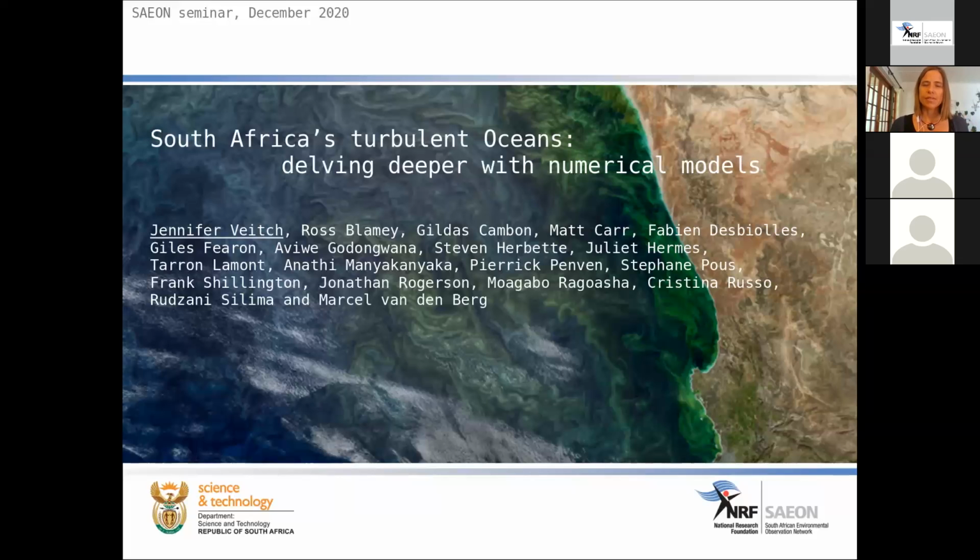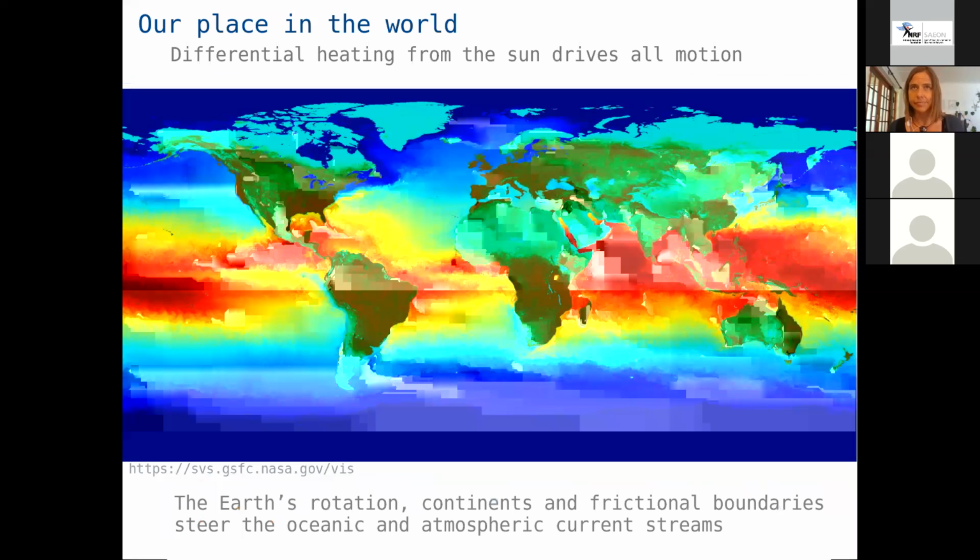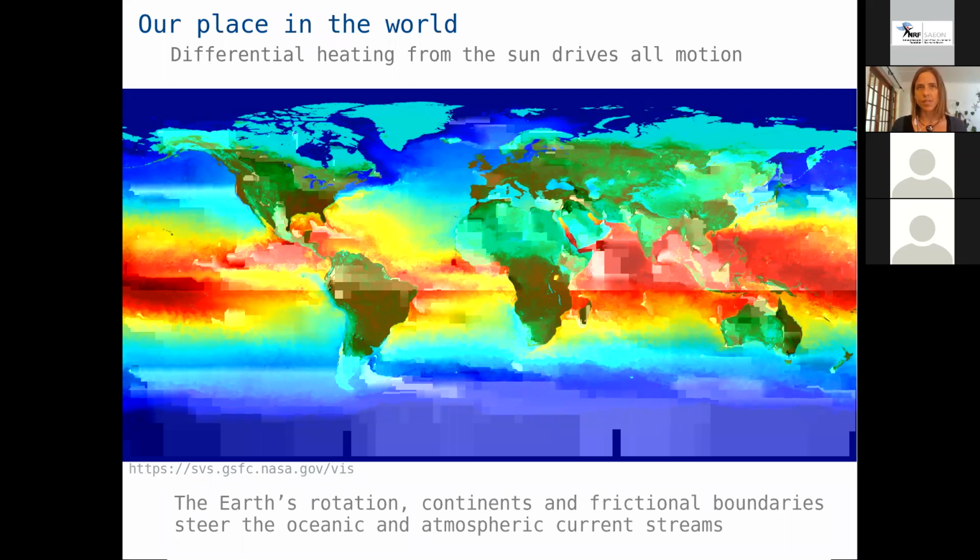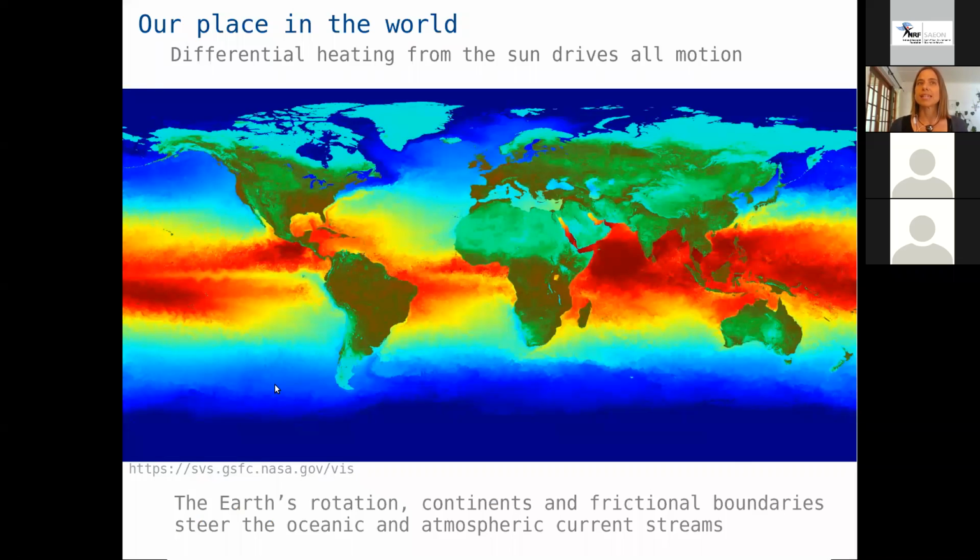So a good place to start is by setting the scene. And this map of global sea surface temperatures does exactly that. So what we're seeing are warm sea surface temperatures at the equator in these shades of red. And towards the poles, we have blue cold water. Now, this north-south gradient in temperature is driven essentially by differential heating by the sun. And it's this differential heating and this gradient in temperature that pretty much drives all motion, both in the atmosphere and also the ocean.